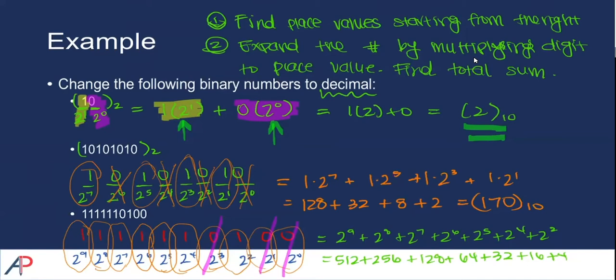2 to the 9th. Oh, the entire sum. I'm not sure about the entire sum. We could calculate it though. 512 plus 256 plus 128 plus 64 plus 32 plus 16 plus 4. It is a grand total of 1012, and that will be our decimal representation for this number.